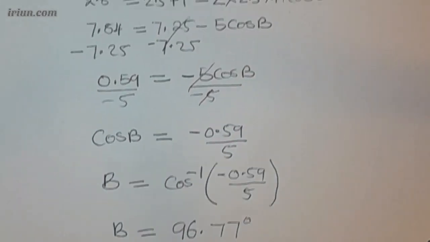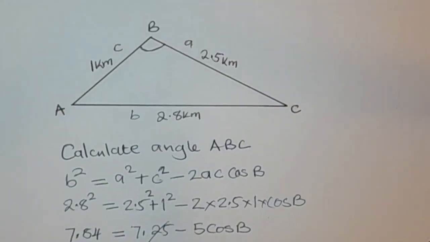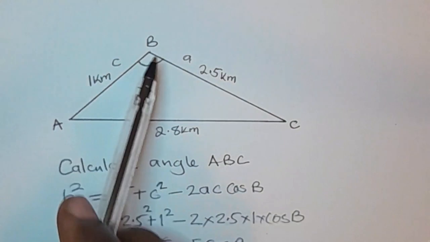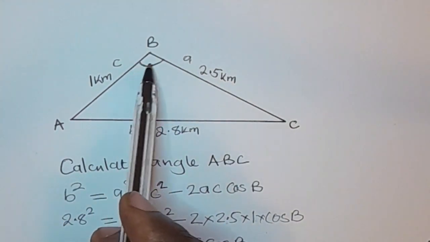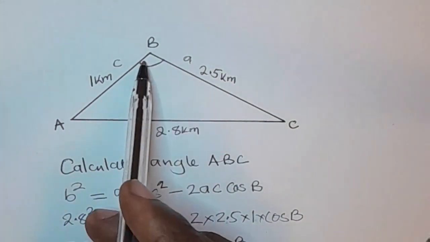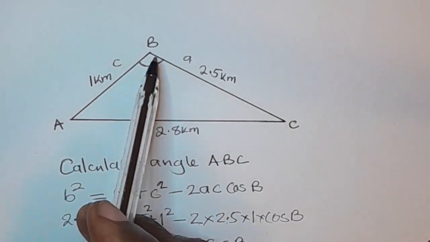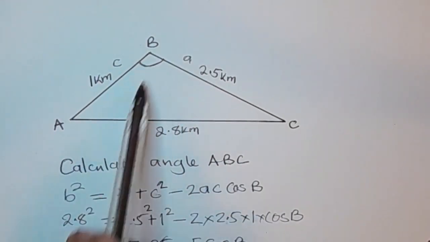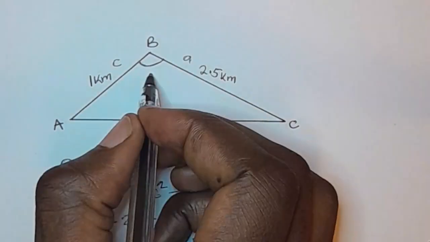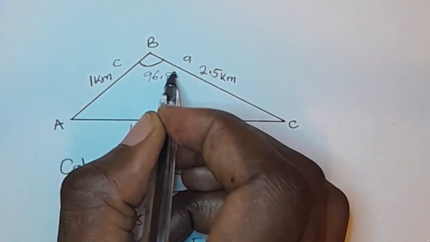You can even see that it's making sense if you come back to the triangle here. This is an obtuse angle, an angle that is more than 90 degrees, but less than 180. So this is the angle that we are looking for. So 96.8 degrees.